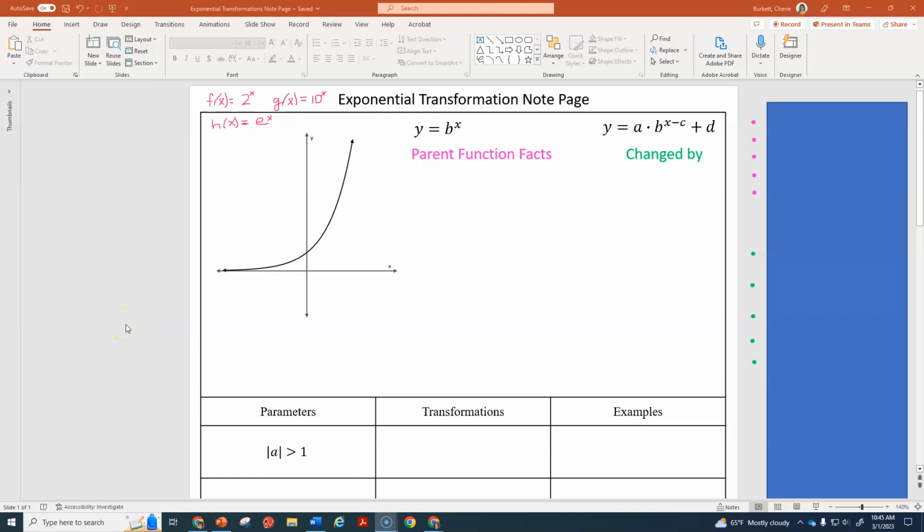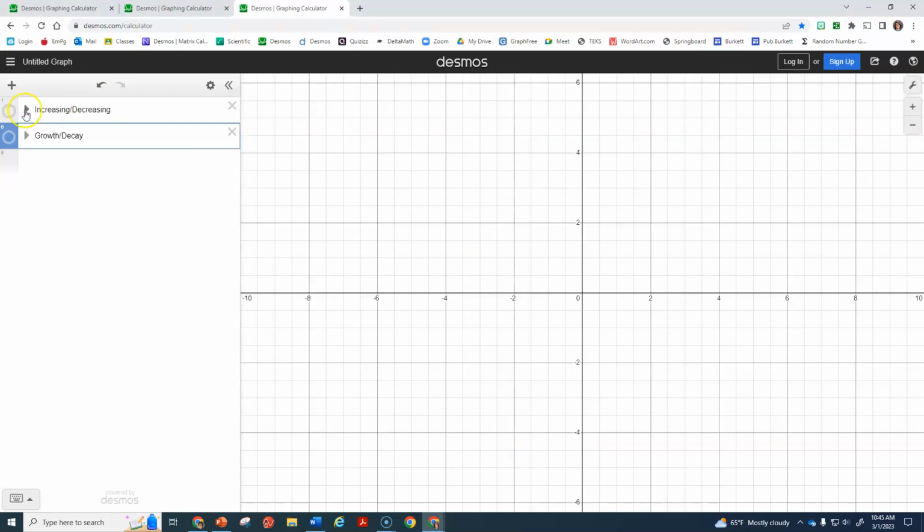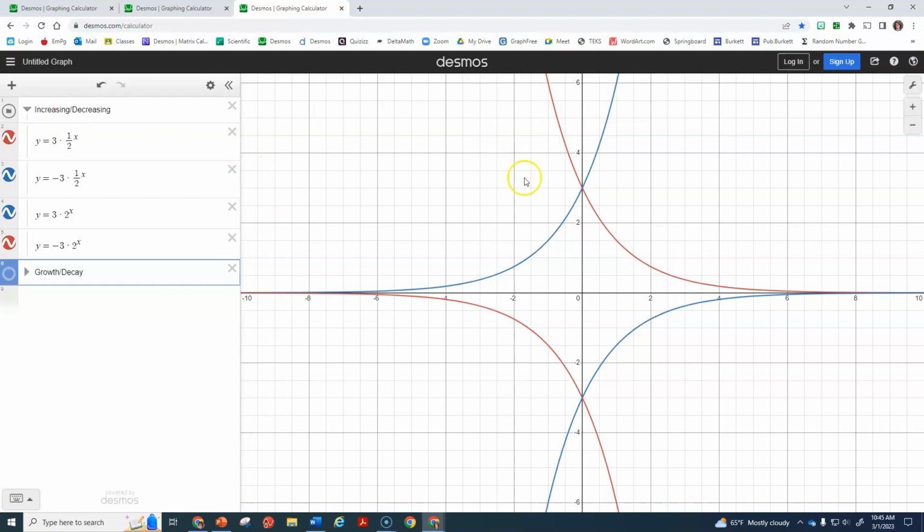These video notes are going to be about exponential transformations. I am going to review with you just a second what you already have learned about exponential graphs. We have looked at graphs and determined if they were increasing or decreasing.